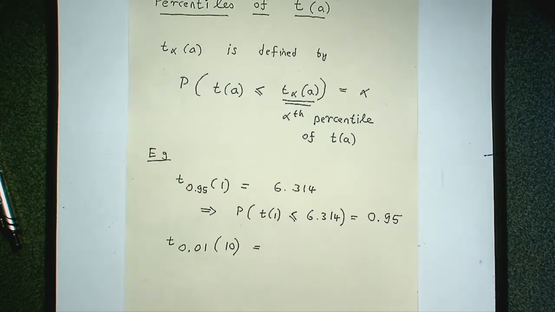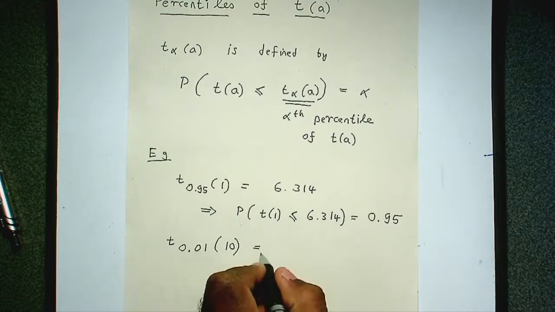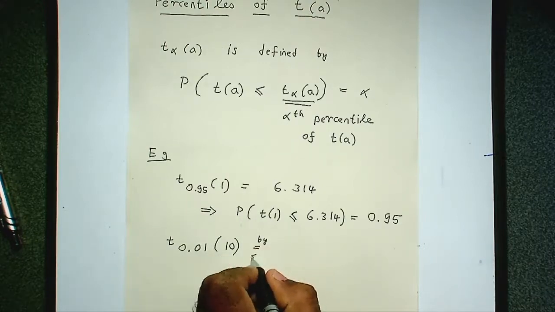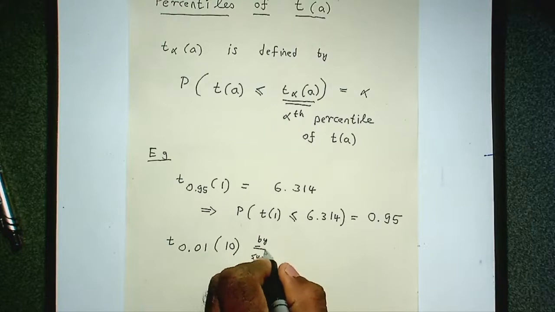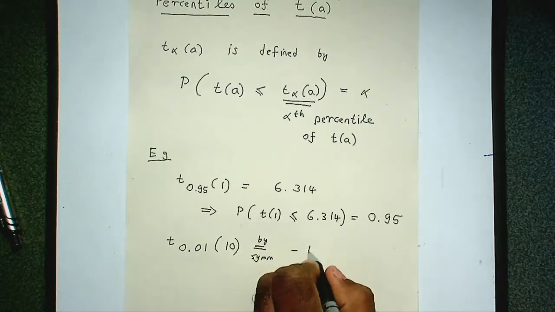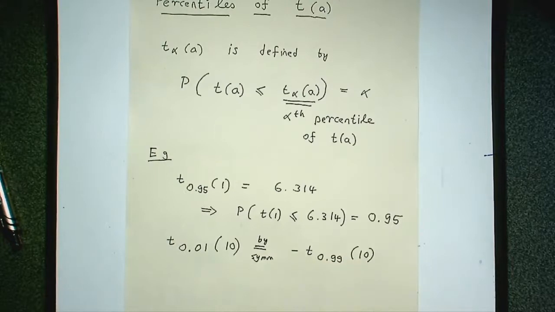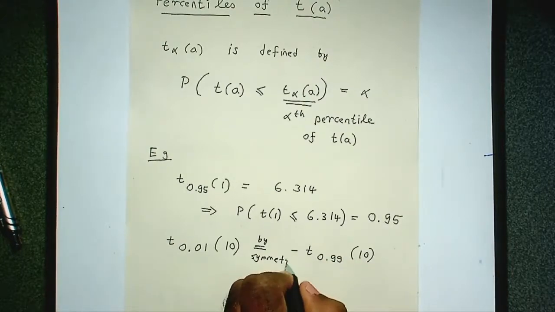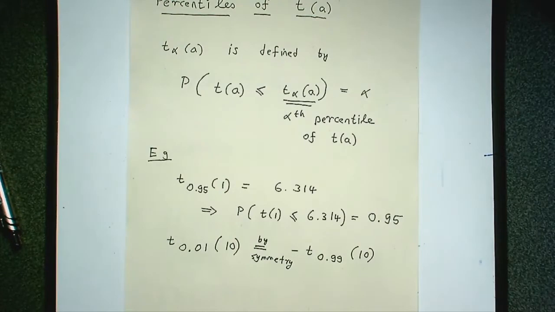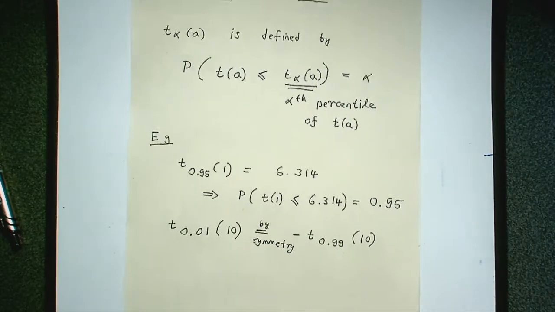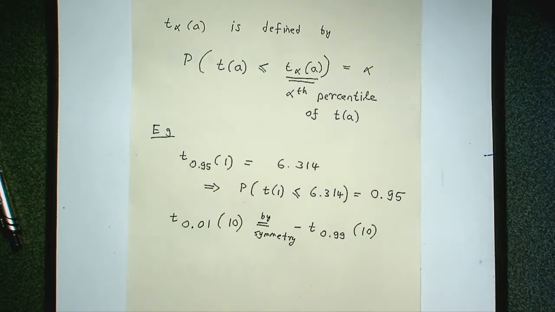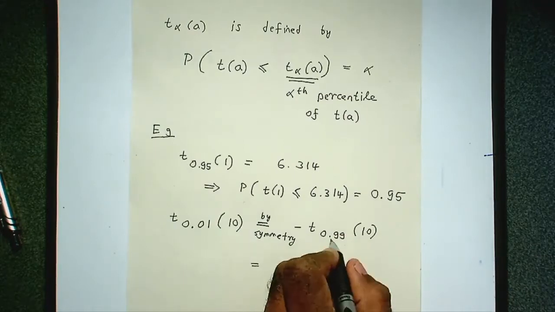Because t is a symmetric distribution, remember on Tuesday I drew a picture of the t density, which is symmetric just like the normal density, right? So because of symmetry, this is the same as minus t. Remember the picture that I drew on Tuesday, guys, okay? Because of the symmetry, this is the same as this, right? And this one here, we can read.